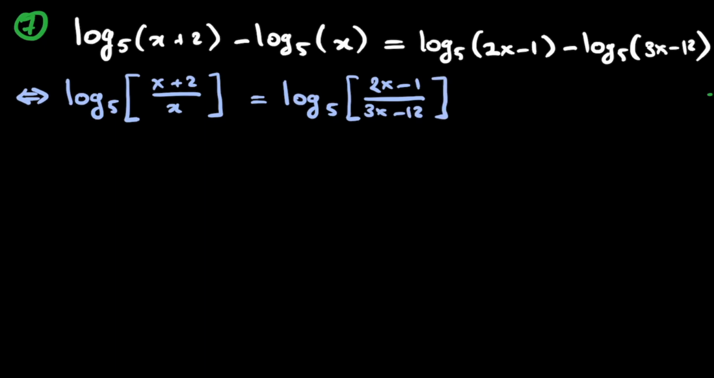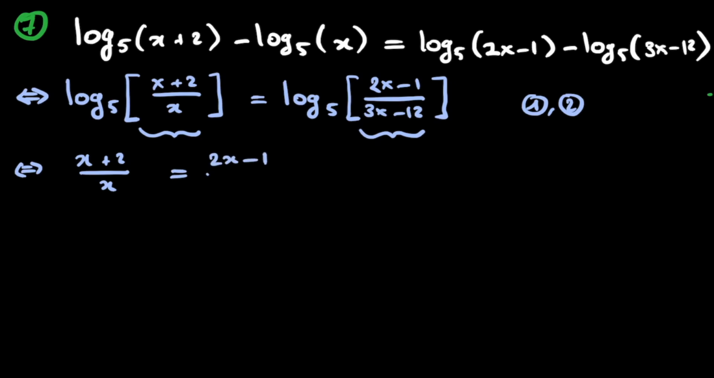And at this point we don't even need to use the exponentiation trick that we did before, because we can simply use the procedure that we did in exercises 1 and 2, because on both hand sides of the equality sign we simply have one term which is a logarithm with the same base. And this means that we can simply use whatever is inside of the logarithm and put an equality sign in between them. So in this case we simply get (x+2)/x is equal to (2x-1)/(3x-12).